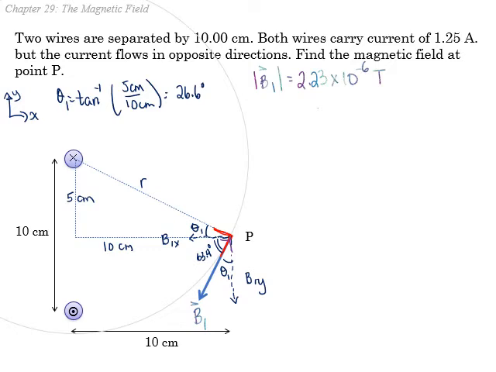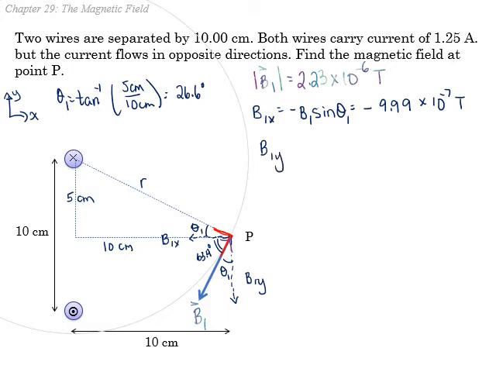So now we can find our components. B1x points left, so it's negative. B1y points down, so it's also negative. So B1x equals minus B1 sine theta 1. I'll put in my B1 is 2.23 times 10 to the minus 6 Teslas. I'll put in my theta 1 is 26.6 degrees. And I get my B1x to be minus 9.99 times 10 to the minus 7 Teslas.